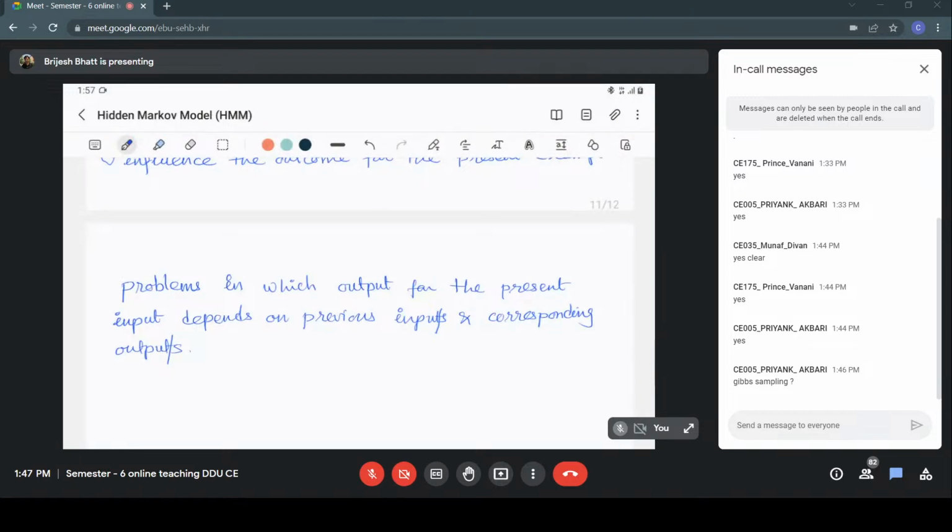and corresponding outputs. Priyank says gift sampling. Gift sampling. So in the gift sampling process, yes, we look at the surrounding values, but it is not a problem. Gift sampling is a technique, right? Gift sampling is an algorithm which you can use for classification or for training. But we will use something similar to that. But now I want to draw your attention to this kind of problems in which output for the present input depends on previous input and corresponding output.